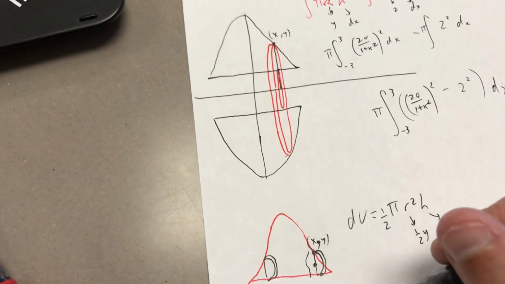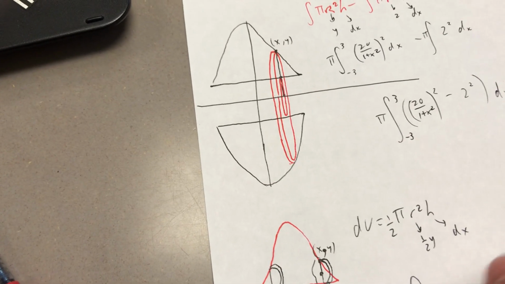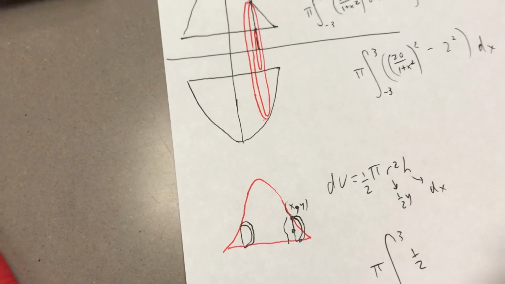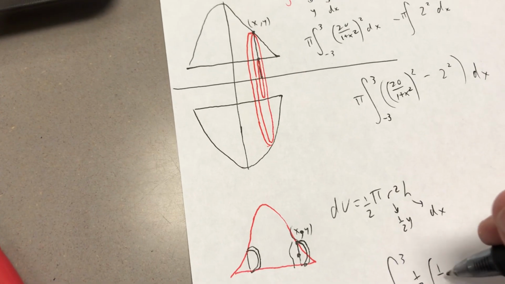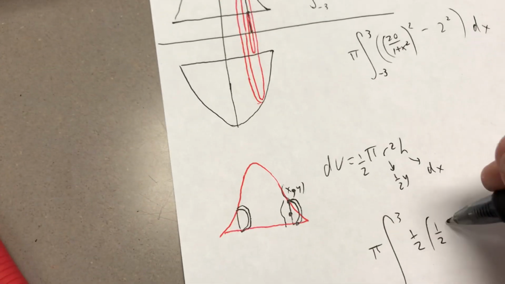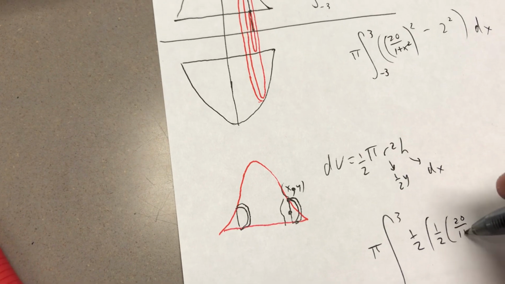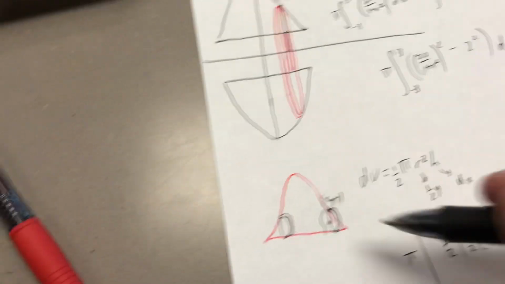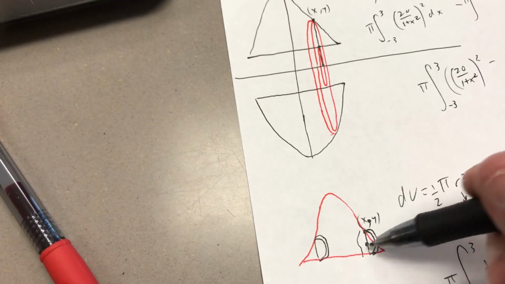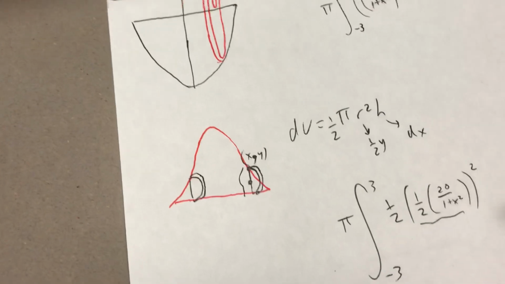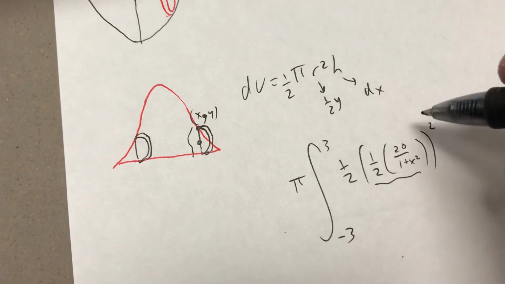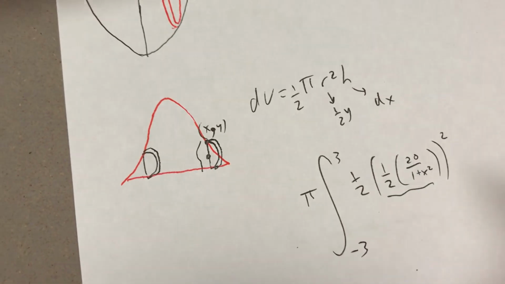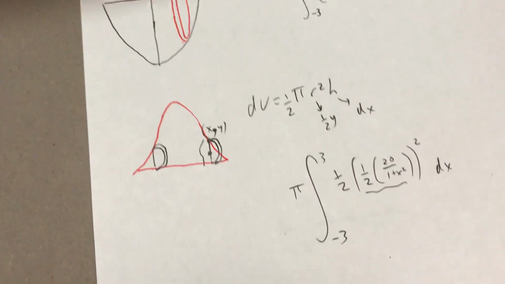So let's put all this together. Once again, we're adding these up from -3 to +3. I'm going to factor out the pi. We've got the 1/2. We have 1/2 the y value squared, okay? The y value is 20 over 1 plus x squared. So again, the radius is half of y. So this whole thing here, half of y, would be our radius. The radius is being squared, and then we're taking half of that, so there's another 1/2 out in front. And then you've got a dx, and you're taking the integral of that whole thing.